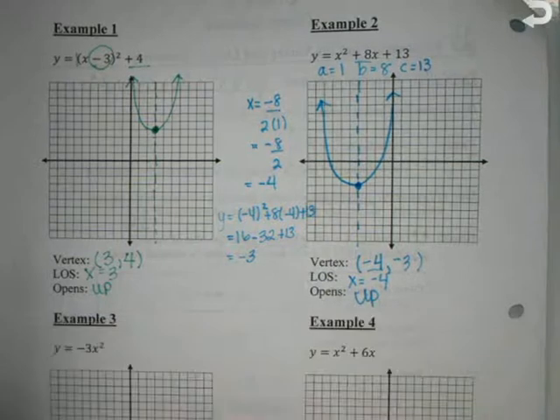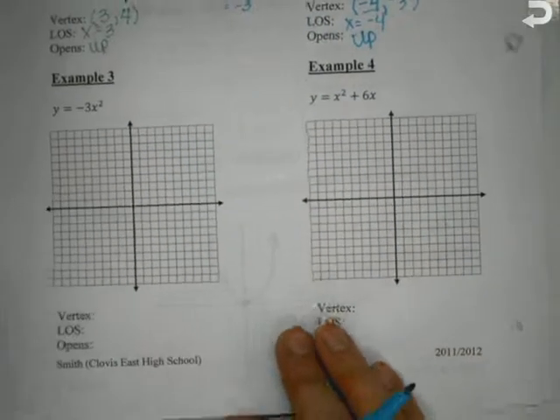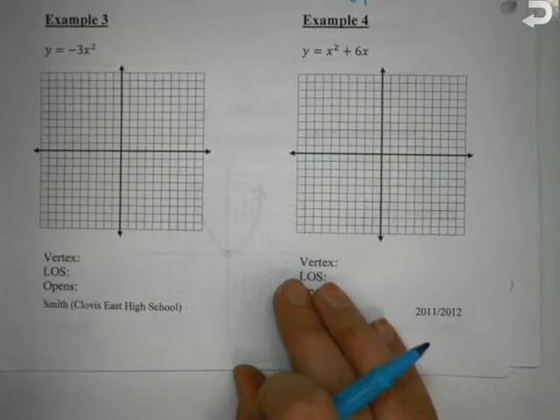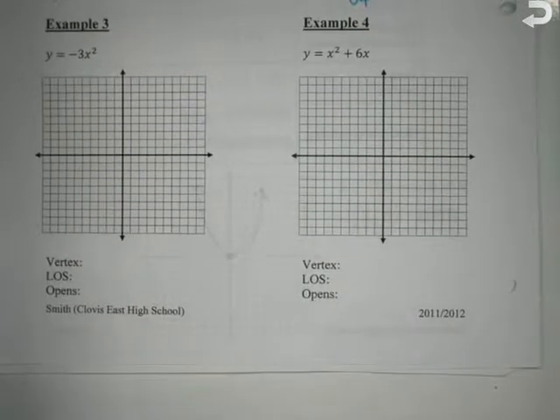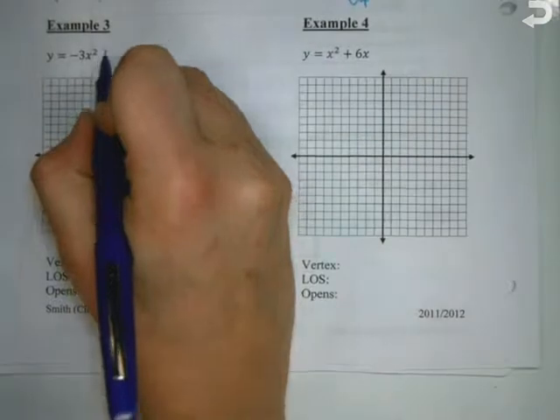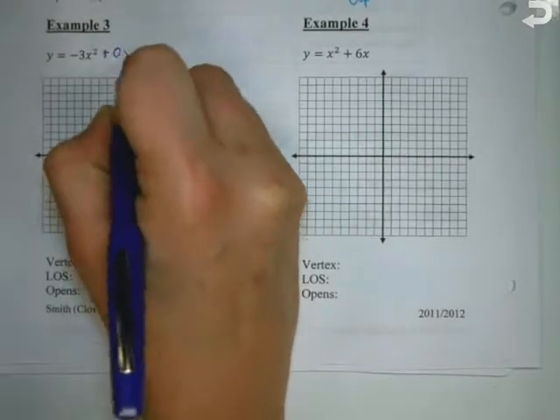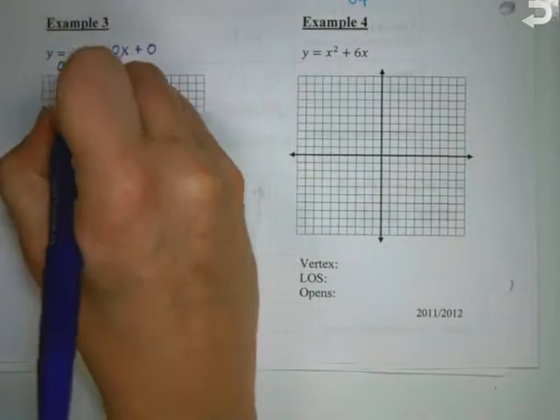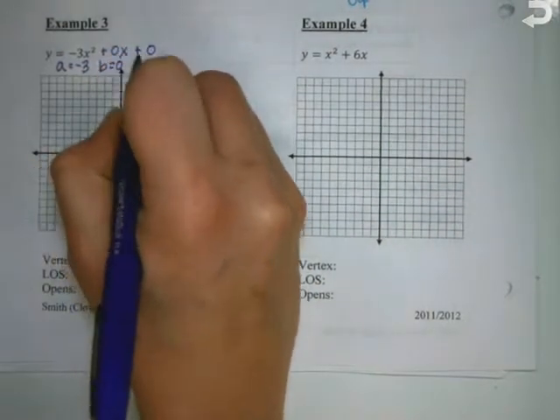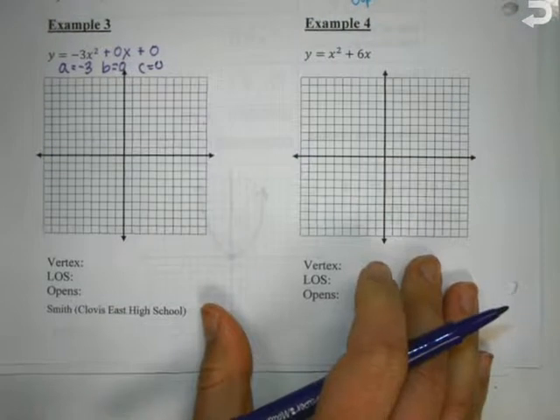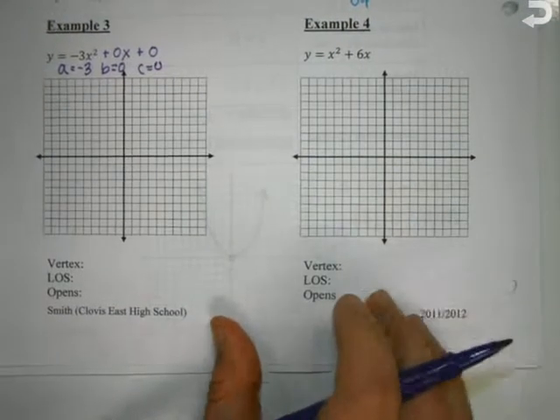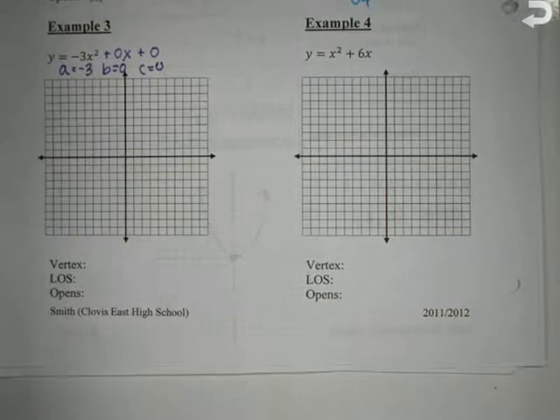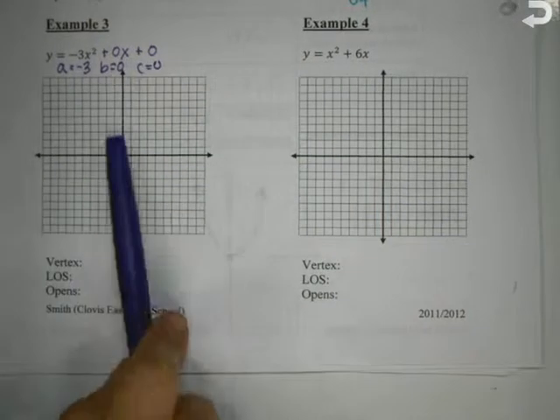So I want you guys to try 3 and 4 by yourself. Looking at number 3, is this one standard or vertex? It's actually standard. It could be vertex too, but let's think about it. If I have negative 3x squared, what's the b term? Same as 0x, right? What's the c term? Also 0. So A is negative 3, B is 0, C is 0. They're not there, so we can just assume they're 0. So use those A, B, and C to do example 3. Example 4 is very, very similar.